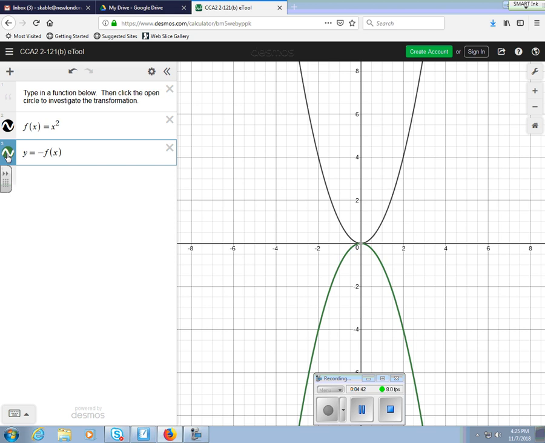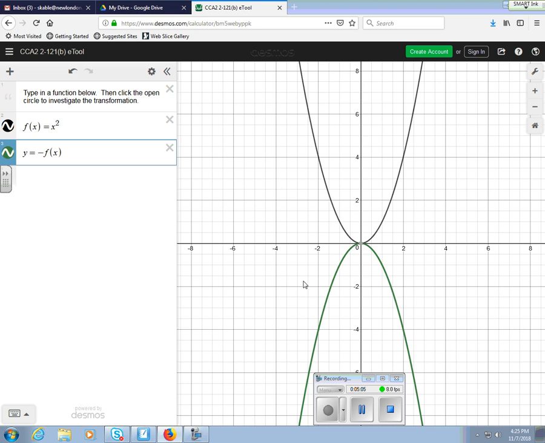And so you just have to click on it. So notice there's nothing here. Now I click on it and there it is. And so now think about what kind of words we talked about in geometry that we could use. How did the black parabola now look like this new function, the green? And I'm hoping you're thinking of the word reflection.